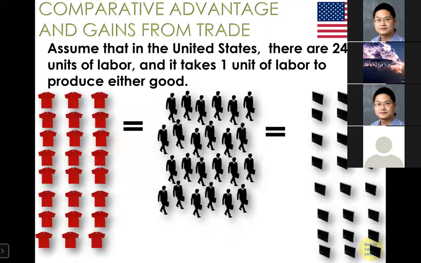So now we are in a different country. Similarly, for this economy, there are 3 pieces of information. Number 1, the resources they have. In the US, again, we assume they have the same amount of labor.